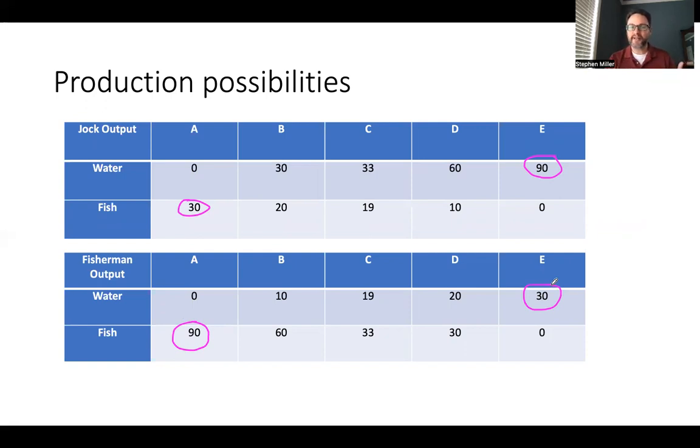Pretty intuitive, right? Why the fisherman would be good at catching fish and why the jock would be good at getting water, right? He's larger, he's stronger, he can run really fast, right? So he's able to bring lots of water back very easily. Whereas the fisherman can't carry as much water in each trip, and he can't make his trips as fast as the jock does. So the jock is more productive at gathering water, which means the jock has an absolute advantage in getting water, and the fisherman is more productive at catching fish in absolute terms. So the fisherman has an absolute advantage in catching fish.